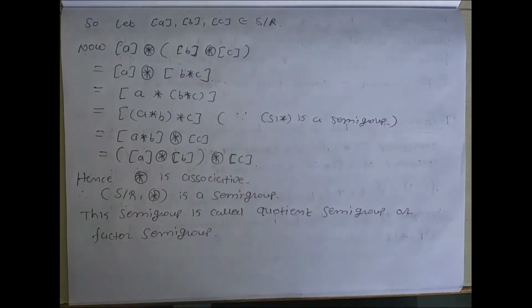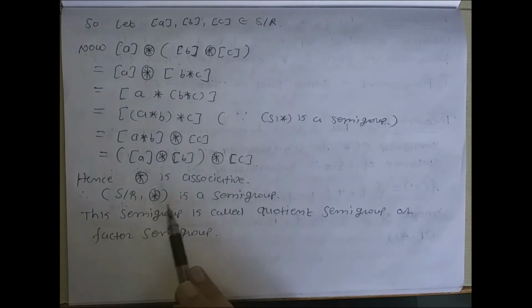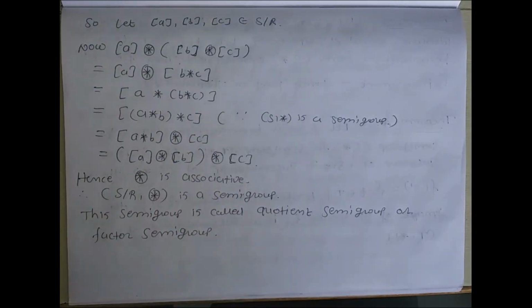So ring star is well defined and ring star is an associative binary operation. So S quotient R with binary operation ring star is a semigroup. This semigroup is called a quotient semigroup, or we can say a factor semigroup. So this is the construction of the quotient semigroup or factor semigroup. For that we have defined S quotient R as the collection of all equivalence classes under the relation R, and we have defined the new binary operation ring star on this set S quotient R.